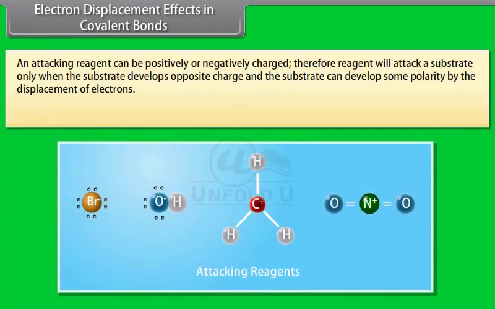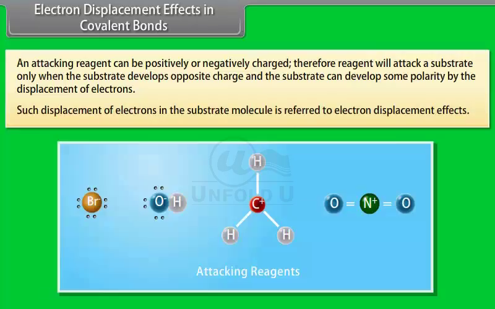Electron displacement effects in covalent bonds. An attacking reagent can be positively or negatively charged. Therefore, reagent will attack a substrate only when the substrate develops an opposite charge and the substrate can develop some polarity by the displacement of electrons. Such displacement of electrons in the substrate molecule is referred to as electron displacement effects.